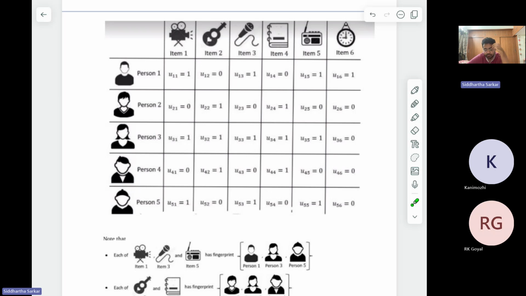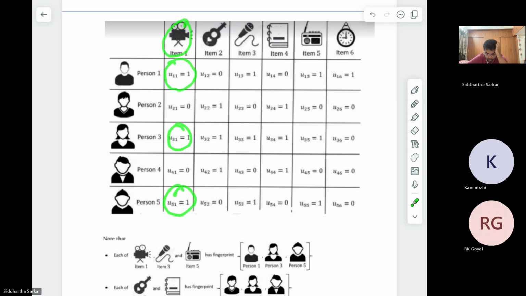I'm saying that these three items, let's take one item at a time. So this is the camera. This is valued positively by three people: person one, person three, and person five. Now if you give the camera to one of these three persons, then the other two persons will be jealous because they will be empty-handed.